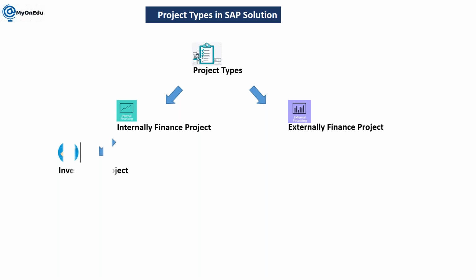But when we dig into it more, internally financed projects are of two types. One is investment and another is cost project, or overhead cost project. Investment projects are those where you already know that this is going to give some return. Let's say if you are constructing a plant, you know that whatever product you produce through this plant will benefit our organization. And overhead cost projects are those where you don't know exactly whether you will get any direct benefit.